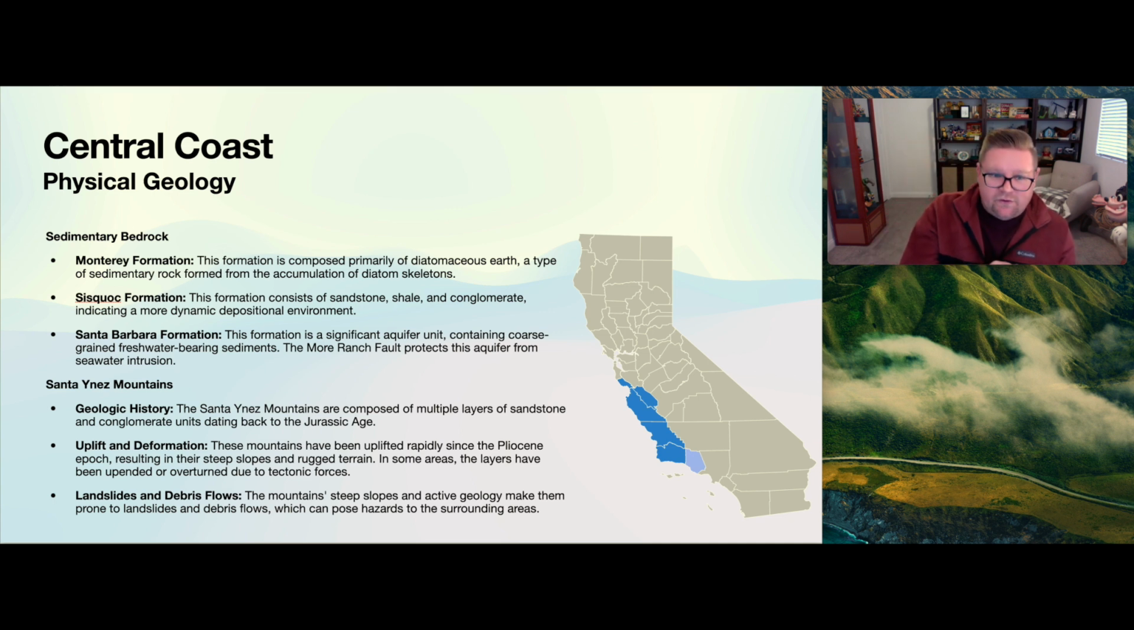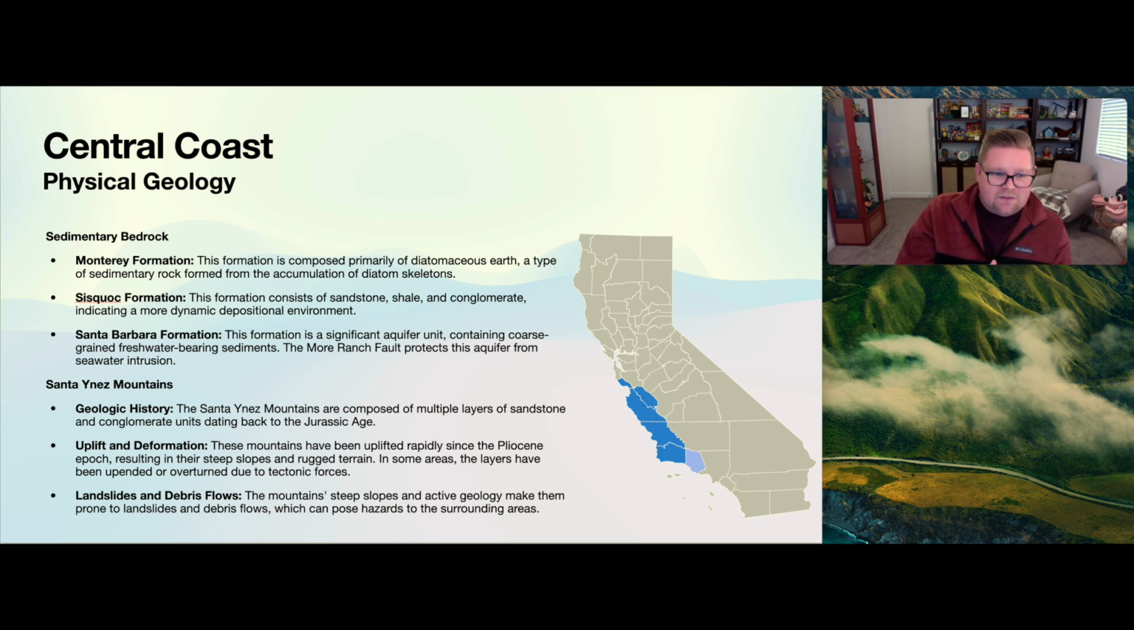And then you have the Santa Barbara Formation, which is a significant aquifer unit containing coarse-grained, freshwater-bearing sediments. Because it is so coarse-grained and porous, water is able to infiltrate and travel through it as an aquifer. There's actually the More Ranch Fault, which prevents what we consider seawater intrusion. When you have something very porous, water is able to transfer, obviously in one way, but depending on the density and pressure, it can run the other way. So that kind of prevents it from intruding and contaminating the groundwater.